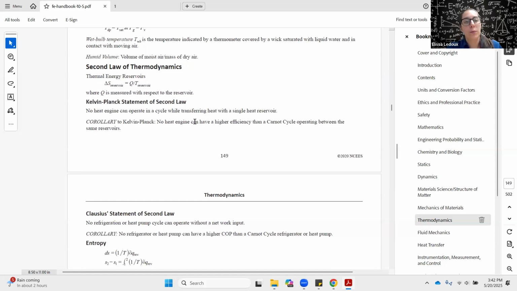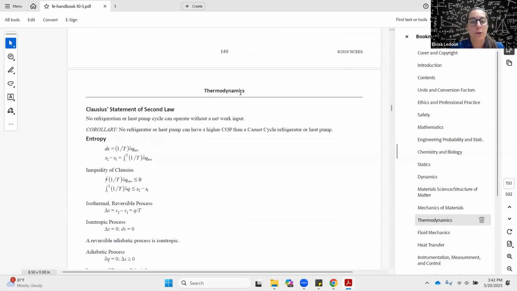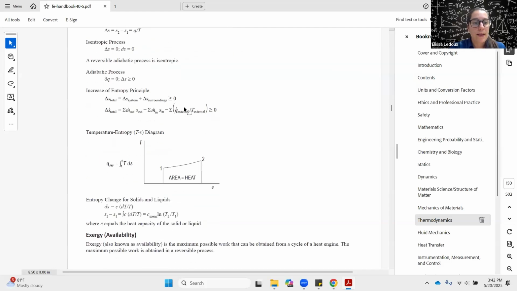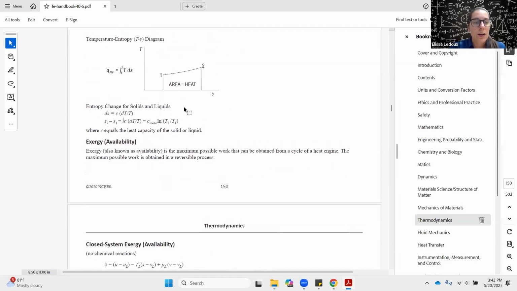So the second law of thermodynamics is about change in entropy of something, and pretty much entropy is always increasing. It is never decreasing. So maybe it's zero change, but it's definitely never decreasing. And here we have a TS diagram. So this is showing from state 1 at one temperature, and state 2, you have a higher temperature and you have more entropy, and this whole area is the heat change.